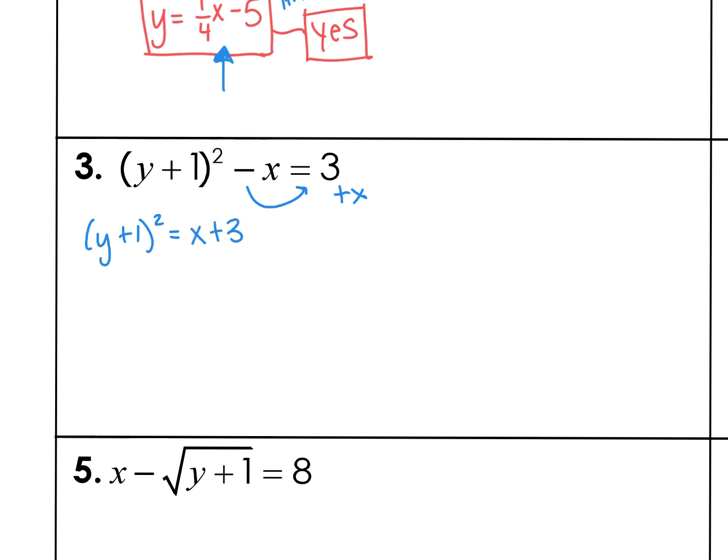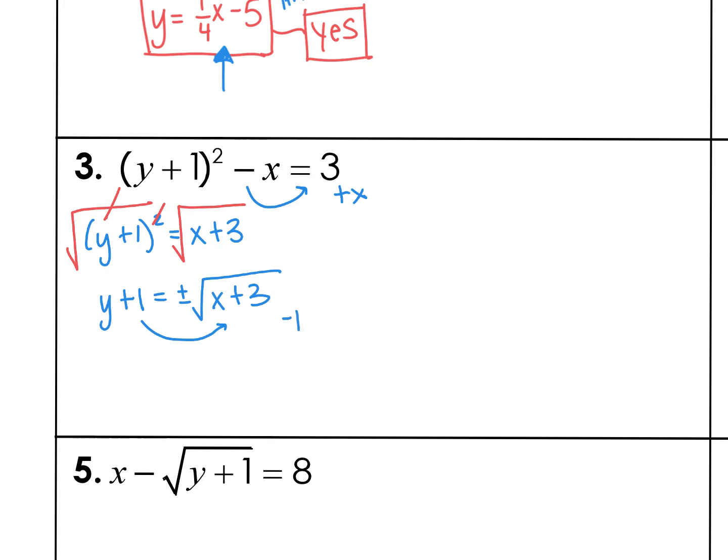Now I'm trying to get to just my y, so I need to take out the square. So I'm going to take the square root of both sides. Square and square root cancel. So I'm going to have y plus 1 equals square root of x plus 3. Remember, there's always, when you take the square root, a positive and a negative option. And then finally, I need to move my 1 to the other side as a minus 1. So I'm going to have y equals plus or minus the square root of x plus 3 minus 1.